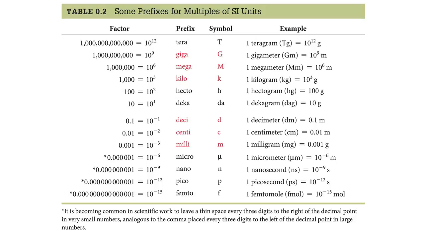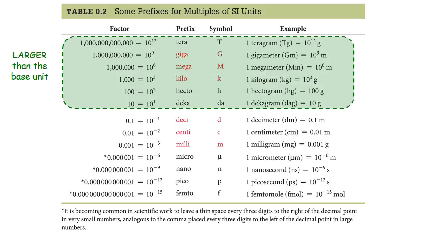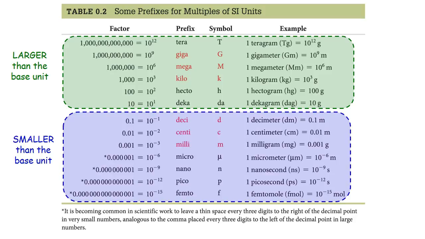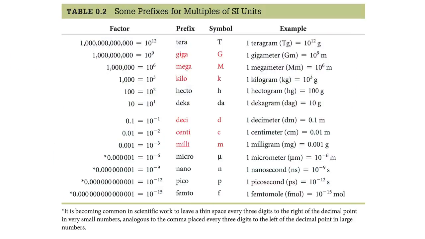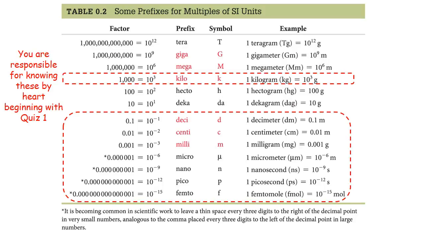And so the ones up here in green, these are larger than the base unit. And then, of course, these ones down in blue are smaller than the base unit. The base unit's right there in the middle. And there are some of these that you need to know and some of them that you don't. So you'll need to memorize the ones that I've highlighted here with the red dashed line, kilo, and then all of the ones that are smaller than the base unit.